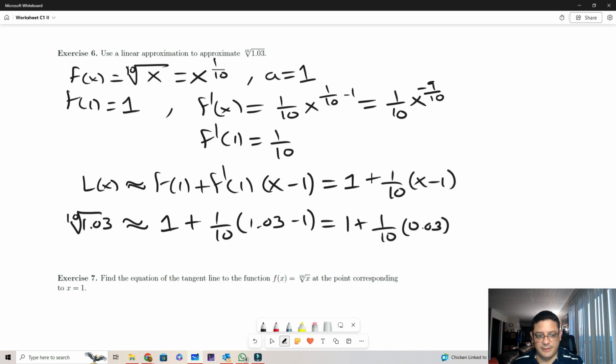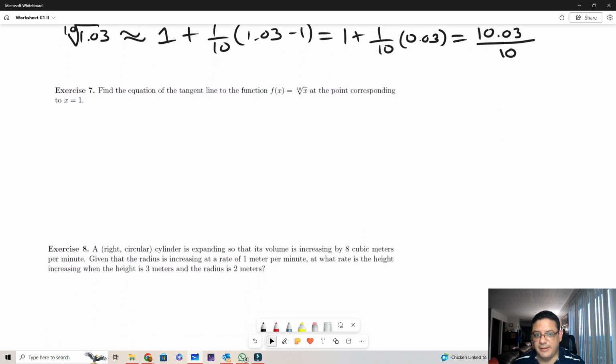And so whatever this result is going to end up being, this is like 10.03 over 10, since 1 can be seen as 10 over 10, and then it will be 10 plus 0.03, so it will be this number.